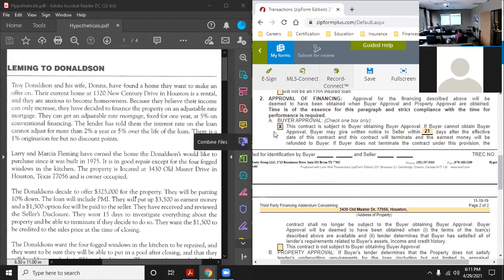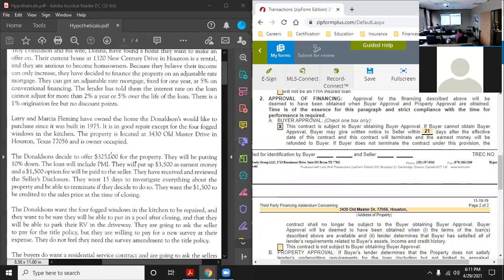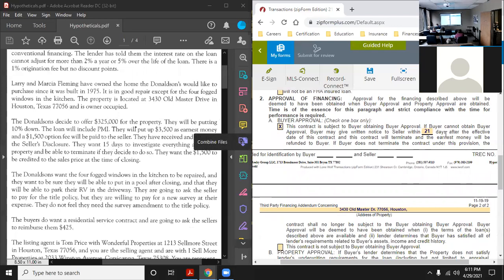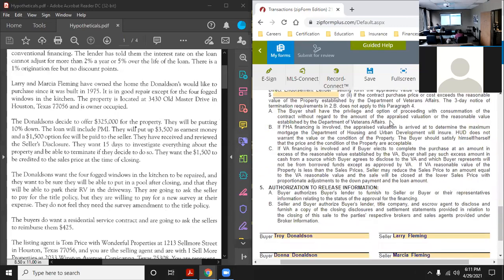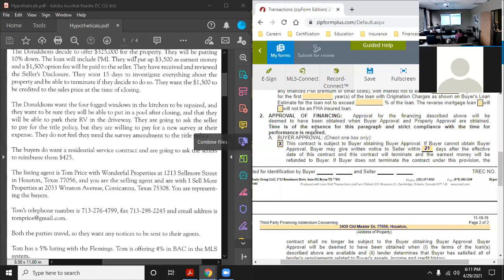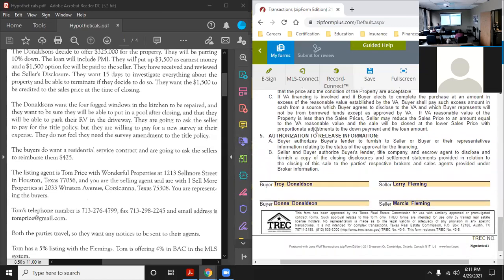Approval of financing, it says that this contract is subject to buyer approval. I put within 21 days. Again, that's kind of what we normally put. So as long as they've, within 21 days, been approved, or I guess it's not the approval, it's if they lose approval within 21 days, that's the problem. So this is why we put 21 here, is to keep that there. Let's see, I believe, yeah. And that is going to be it for this. So that is the whole transaction.